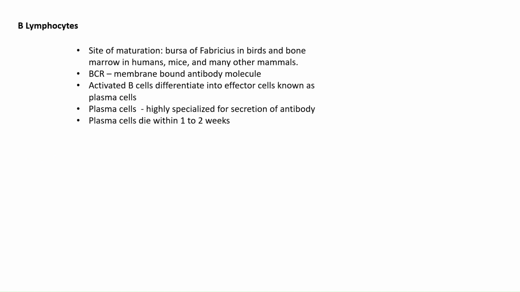Now coming to B lymphocytes. For the B lymphocytes, the name B: why B? From the site of maturation. In humans, mice, and many other mammals, the site of maturation of B lymphocytes is the bone marrow. And in birds, it is the bursa of Fabricius. So both stand for the letter B, hence B lymphocyte.